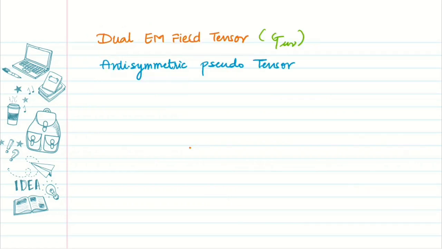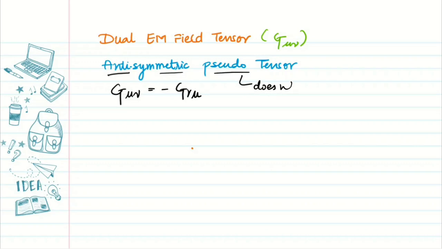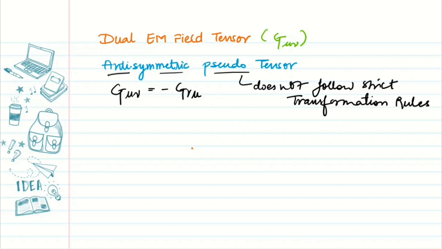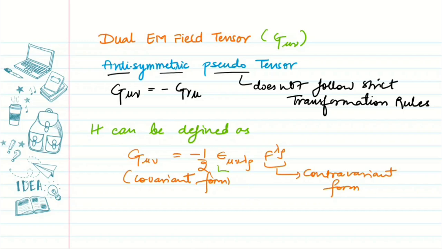The dual EM field tensor is antisymmetric. Antisymmetric means that G mu nu is minus G nu mu, and pseudo means it does not follow the strict transformation rules. Let's define this using the EM field tensor. It can be defined as G mu nu in its covariant form, given by minus half epsilon mu nu lambda rho F lambda rho. This is in contravariant form, and this epsilon we know is the Levi-Civita tensor of rank 4.